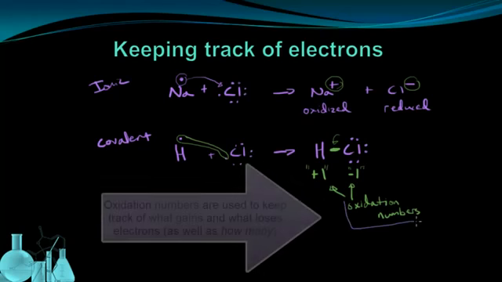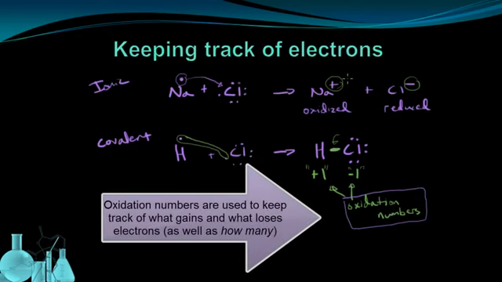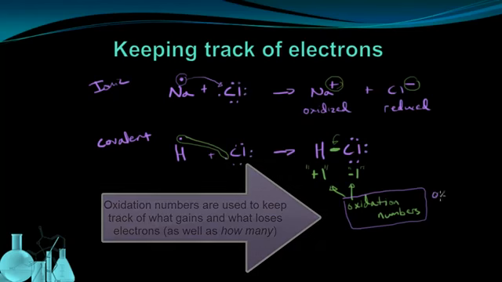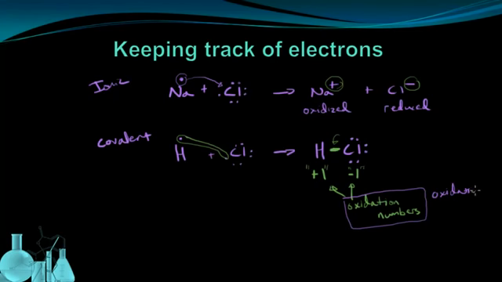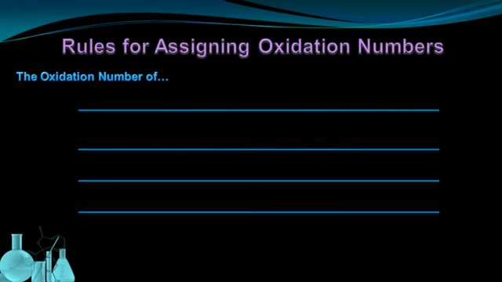And oxidation numbers are simply a system used by chemists to keep track of what gains and what loses electrons, as well as the number of electrons that are involved in that transfer. These are also sometimes called oxidation states. Now, since these oxidation numbers are just a system, we actually have some rules we use to assign them to elements. So let's take a look at some of these rules for assigning oxidation numbers.